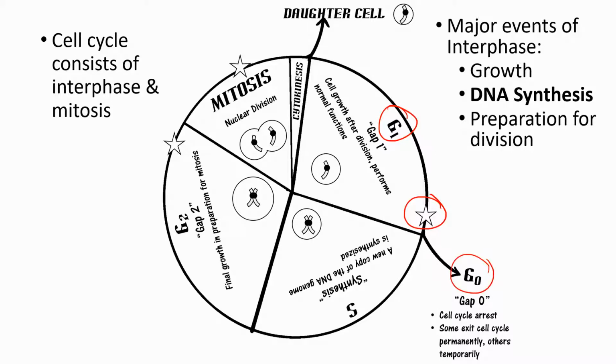Gap 0, which is where a cell is no longer dividing. So there are some populations of cells in your body that at a certain point will stop dividing. They exit the cell cycle permanently. There are others that will go into G0 until they get a signal saying, hey, we need more of your cell type, and then they will re-enter the cell cycle and go ahead and start reproducing again.